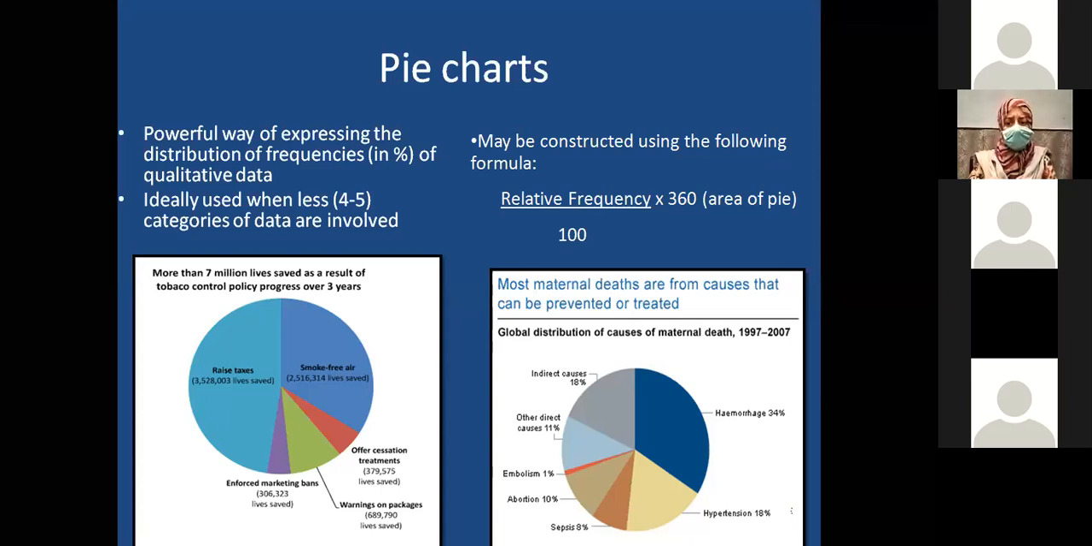It may be constructed by using the formula, which gives relative frequency divided by 100, and you multiply it by 360, which is the area of the pie. And that is how you have the share of each percentage shown by the different slices of the pie. These are 2 examples that are given.